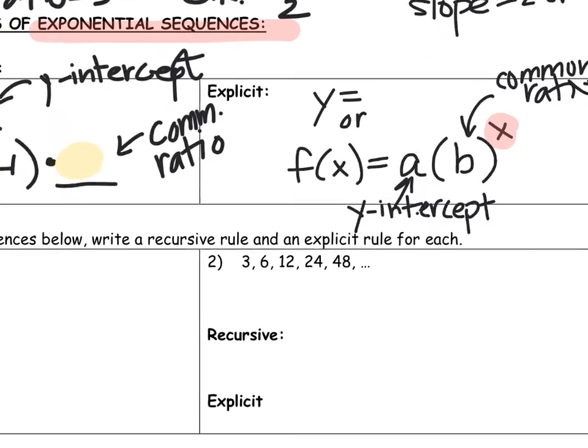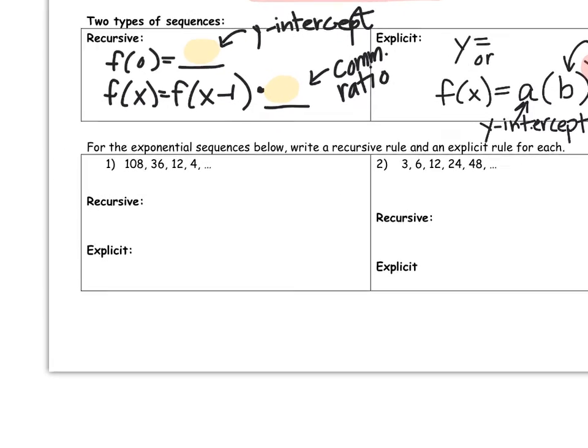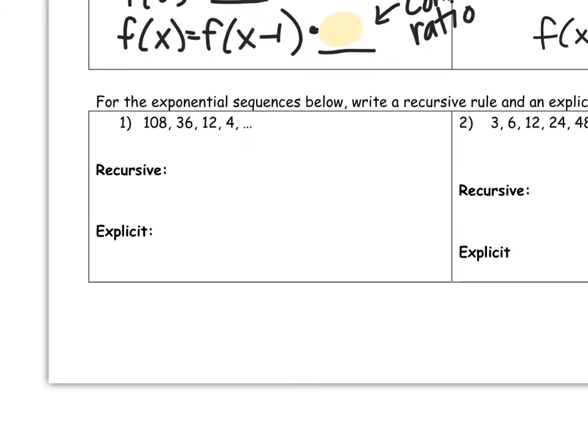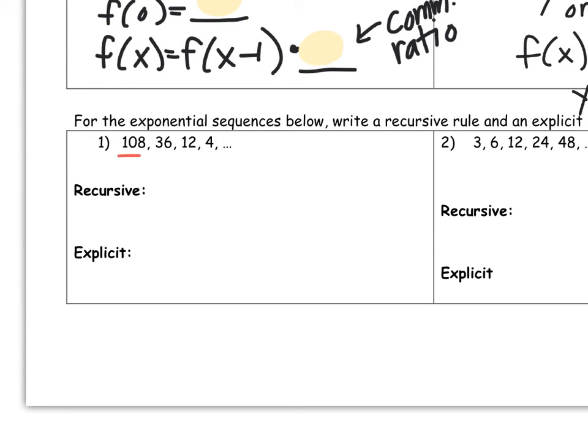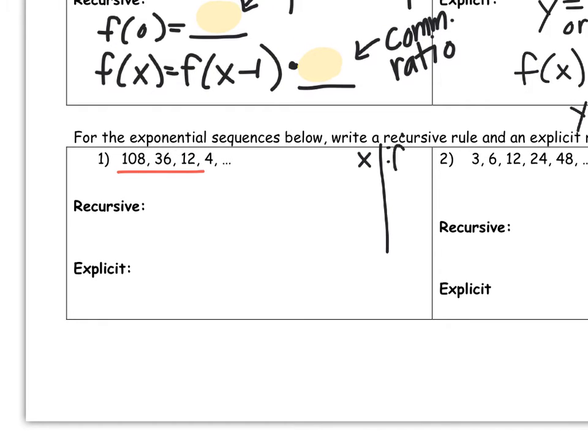All right, so let's do an example here. This is for the exponential sequences, write a recursive and explicit rule. I'm just going to take these numbers and quickly put them in a table. X, and then we'll do f of x. And this just means this is my 0, 1, 2, 3. So 108 would come first, 36, 12, and 4.